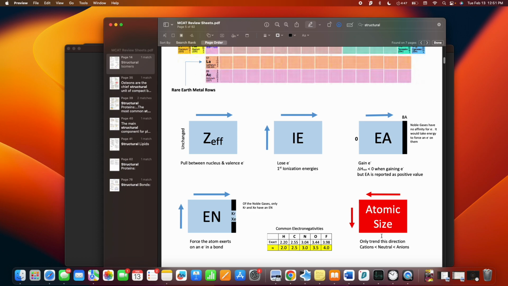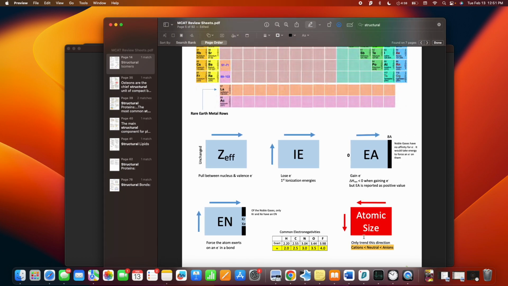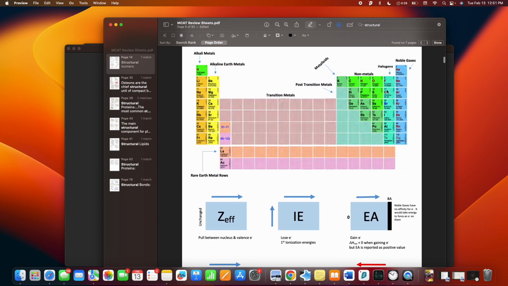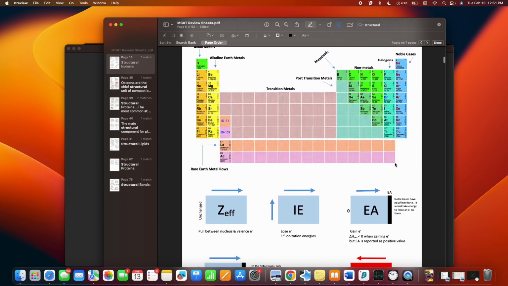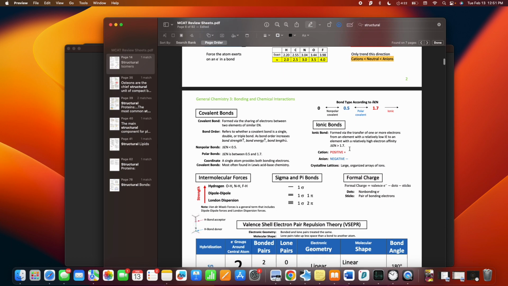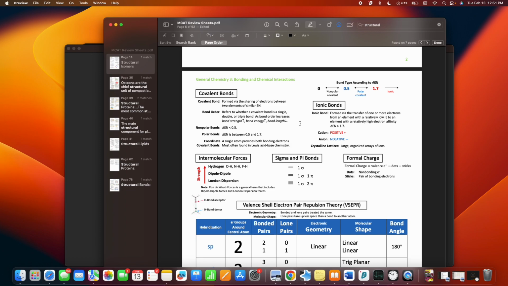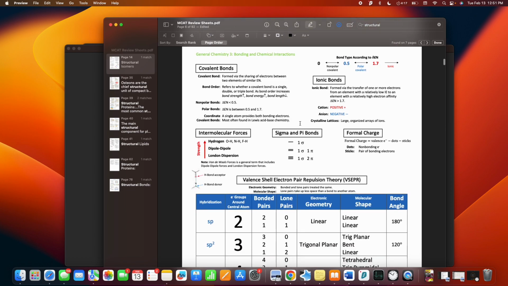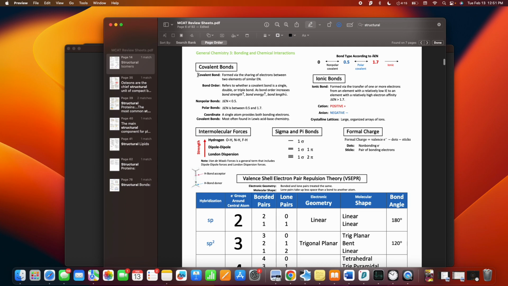So the only trend in the opposite direction is atomic size, with cations being less than neutral and anions being the most. Anions are negative and cations are positive, just like Na plus, K plus. But anions like Cl minus, F minus, O2 minus, P3 minus, stuff like that. In the third chapter, we have covalent bonds. What are they?